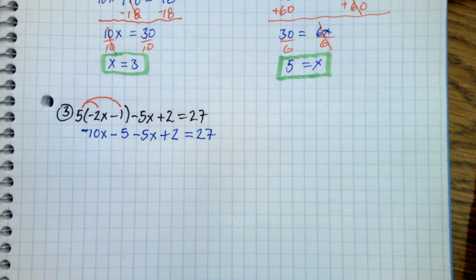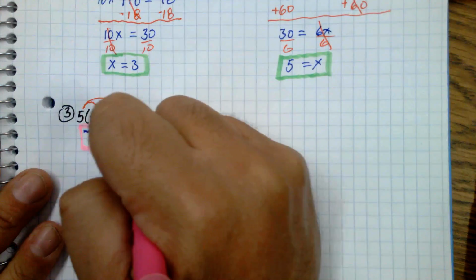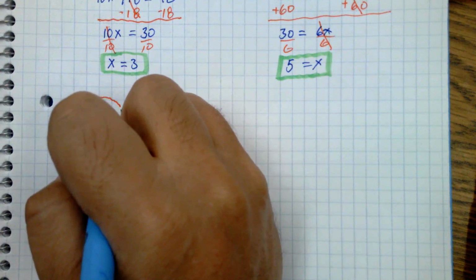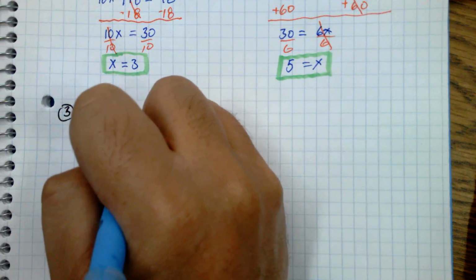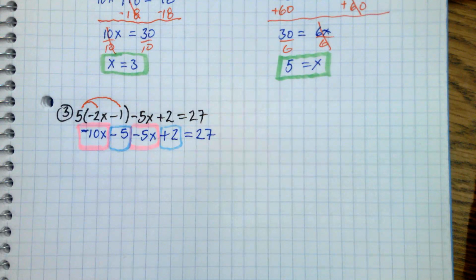Take a look at our steps. Does everyone see there are some like terms we can combine? We can definitely combine x terms. Let's see. So I've got negative 10x and negative 5x. I'll put those together. What else combines? I got that negative 5 and that 2. I'm going to just color code them and box them in to make sure I don't make any mistakes.